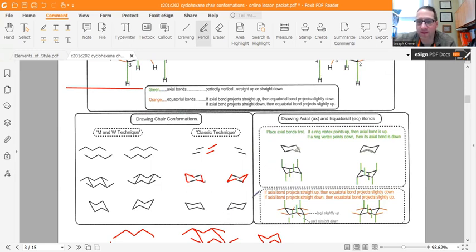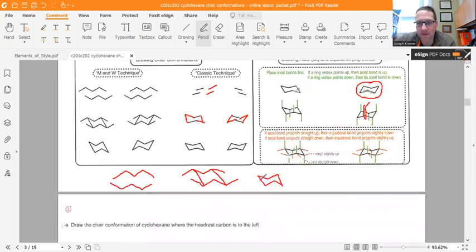And here we see an instance where you're driving uphill, where those gray arrows are, that this axial bond is up. And if the axial points straight up, the equatorial points partly down, as nicely labeled there.